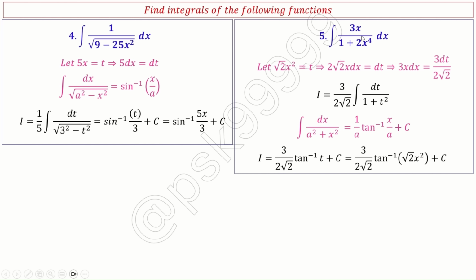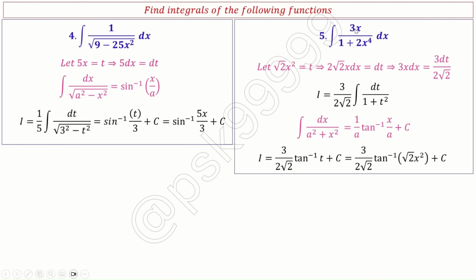Okay. Next, integration of 3x by 1 plus 2x to the power of 4. Okay, so take square root of 2x square. Basically, I am taking square root of this whole thing. So square root of 2 times x square as t, then this will become 2 root 2 x dx equal to dt. So 3x dx is nothing but 3 dt by 2 root 2.